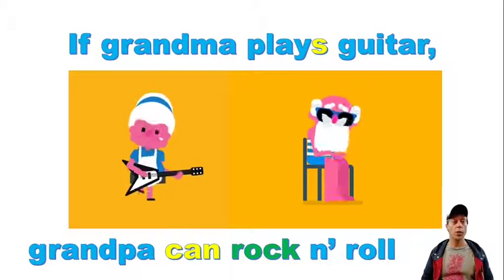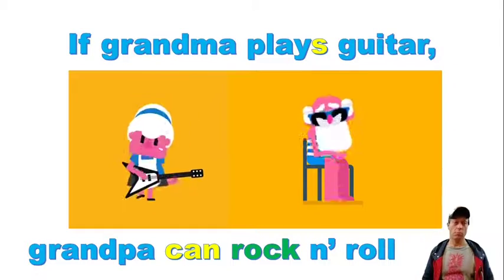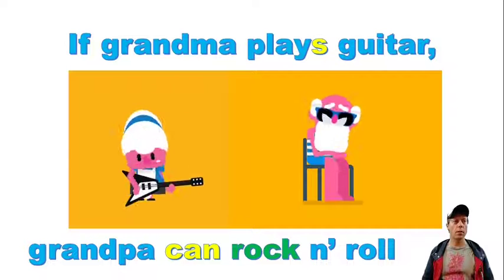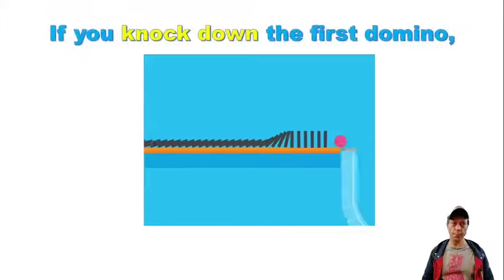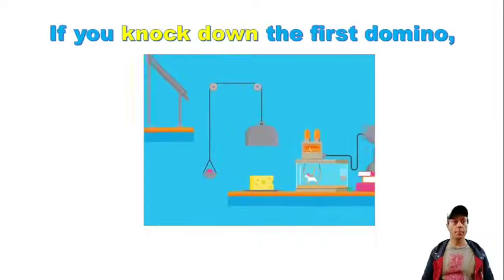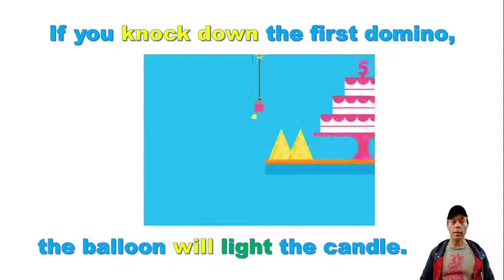You would need the V1 will, not the V2 would. You can also use might in these conditionals as well, in the first conditional. Let's have a look at another one. If you knock down the first domino, the balloon will light the candle.